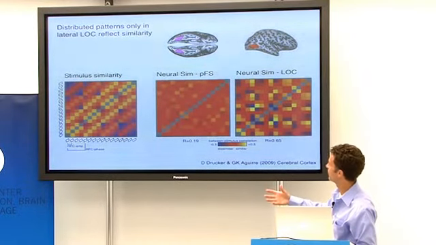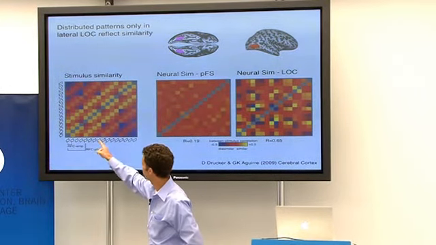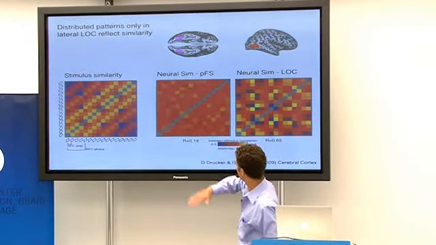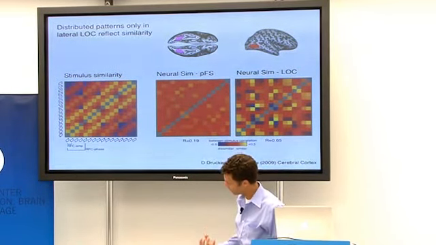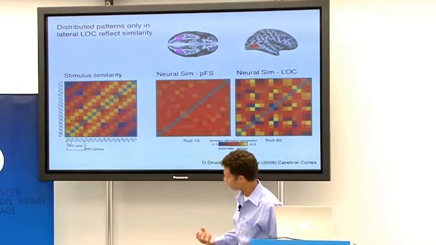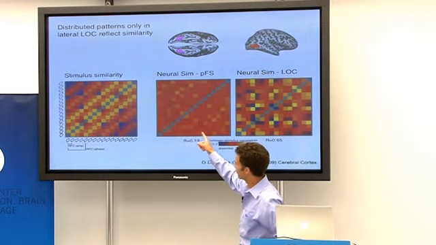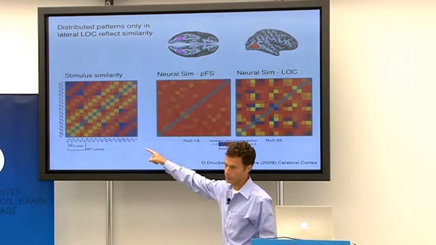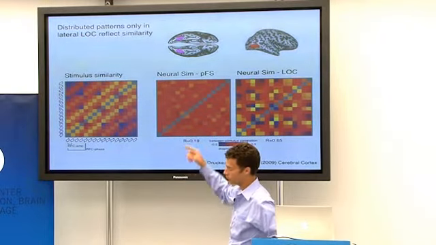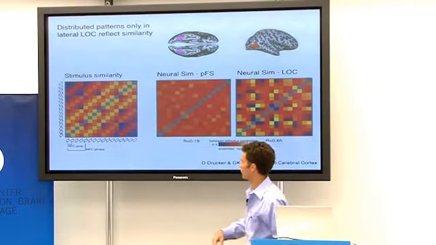Here again is the stimulus similarity matrix, so this is perceptually how similar each shape is to the other. And now here's the multivoxel pattern analysis result for the posterior fusiform sulcus, that ventral LOC area, and lateral LOC. The result here is just the opposite of what we got for adaptation. This ventral area has a very weak across-voxel pattern that corresponds to the similarity of the stimuli. So there's not much of a distributed pattern in the ventral LOC to match up with stimulus similarity.